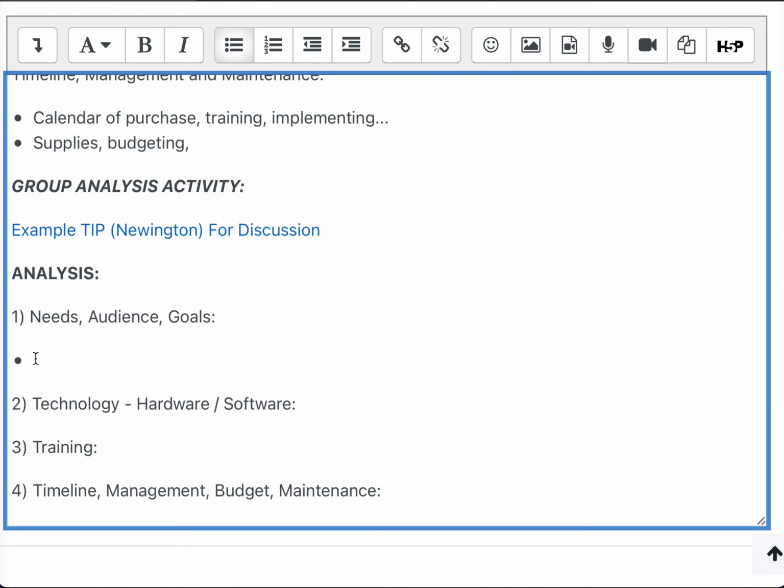from these four perspectives. So let's start with the ID light, the needs assessments, audience, goals. What sort of evidence did we see of any of these types of things within their plan? And I think we're small enough that people can just jump in if they wish.